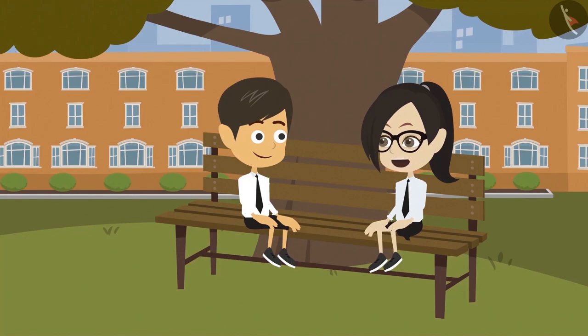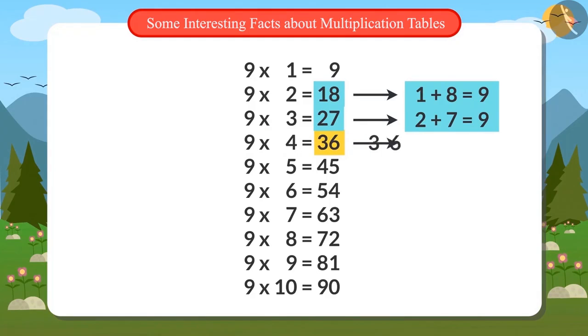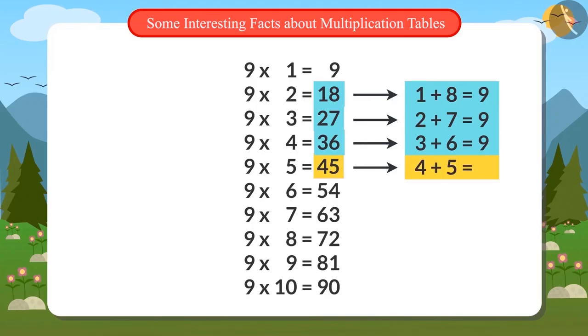I will do it myself. Third number in the table of 9 is 27. If we add the digits 2 and 7 of it, we get the answer 9. Fourth number is 36. And adding both 3 and 6, we will also get the answer 9. Fifth number is 45. On adding the digits 4 and 5, the answer is also 9. Sixth number is 54. And now if we add 5 and 4, the answer is again 9.